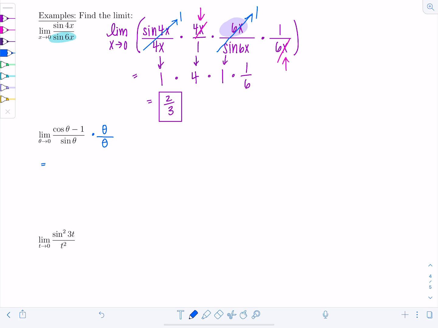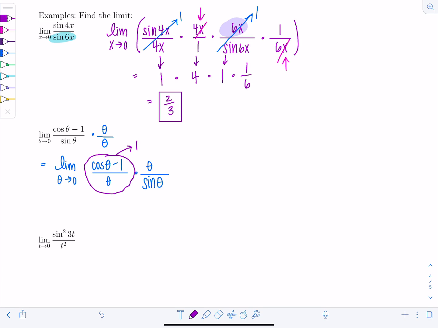So now watch how we're going to regroup it. I'm going to write this as the limit as theta approaches 0. I'm going to put cosine theta minus 1 over theta times theta over sine theta. Oh, and now we're so happy because as theta goes to 0, this term goes to 0. And theta over sine theta goes to 1. Now can I evaluate this limit? Do we know what 0 times 1 is? I hope so. It's just 0. See? Wonderful.